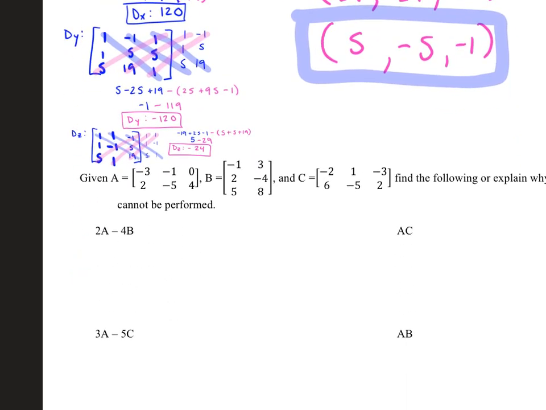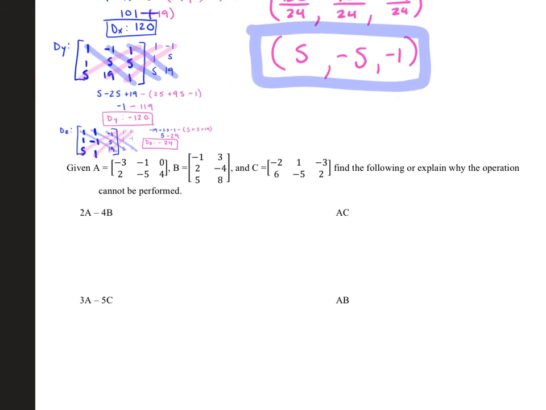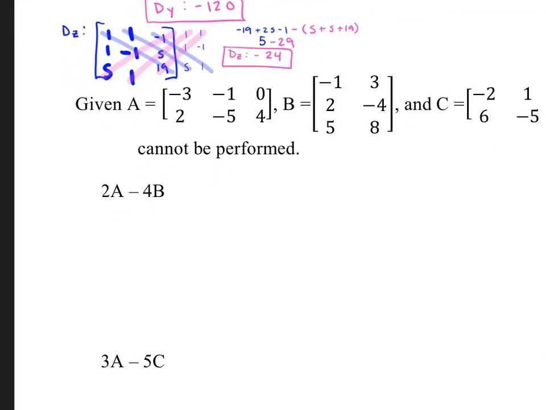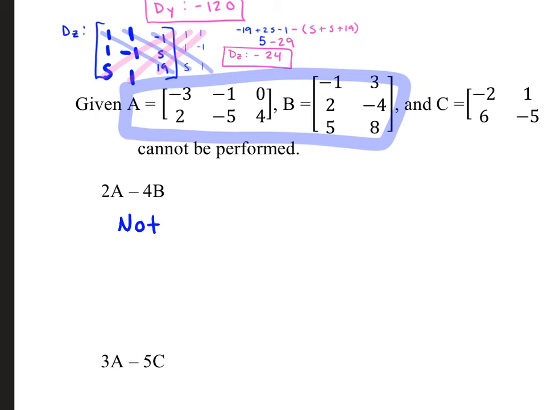All right, let's look at the second question. So it's given matrix A, matrix B, and matrix C. Find the following or explain why the operation cannot be performed. So we have 2 times matrix A minus 4 times matrix B. Could we subtract matrix A and matrix B? No. Why not? Because they're not the same dimensions. They have different dimensions, so not possible.